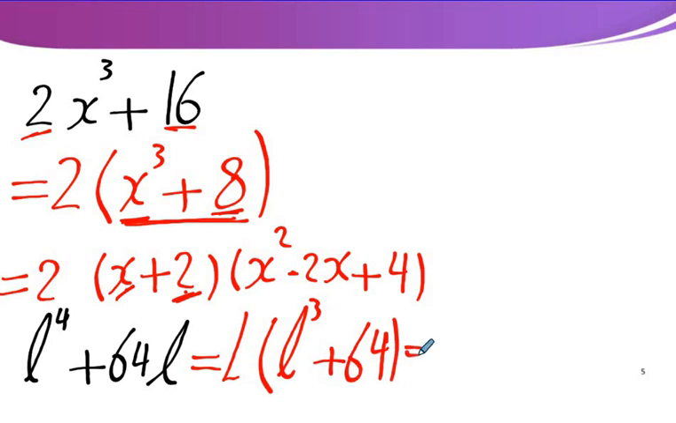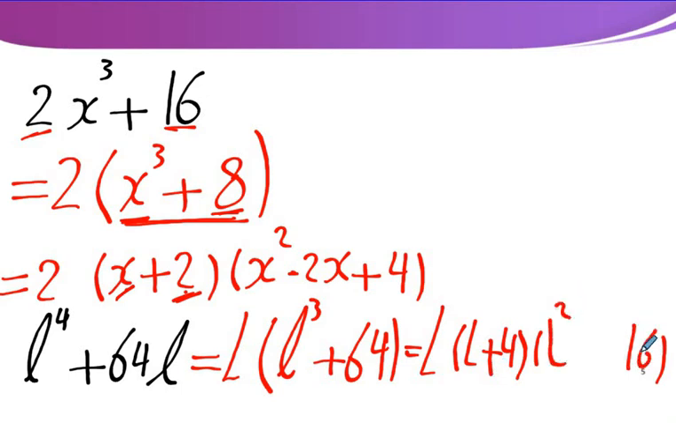Now, here is L, a small bracket and a big bracket. L to the power 3, the cubic root of L to the power 3 is L. The cubic root of 64 is 4, and the sign is positive. L multiplied by L equals L squared. 4 multiplied by 4 equals 16, and L multiplied by 4 equals 4L, so it will be negative 4L. Another example.